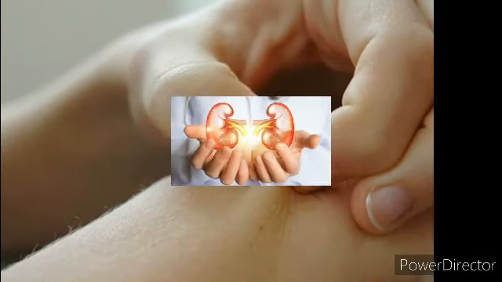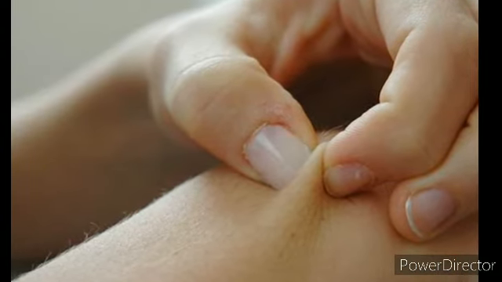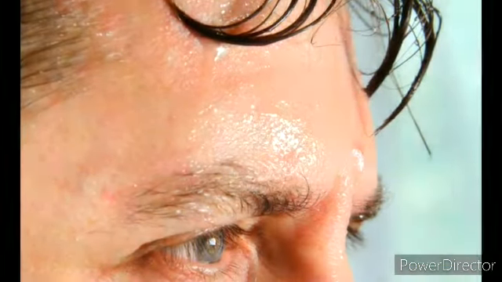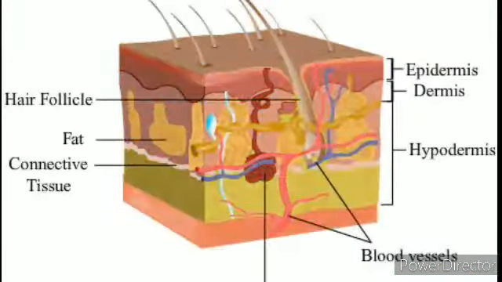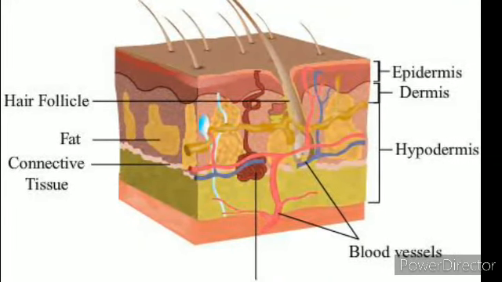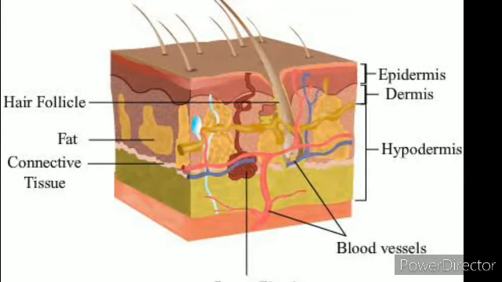Besides kidneys, our skin also helps in eliminating waste. It excretes excess water, urea, salts, and other metabolic waste in the form of sweat with the help of sweat glands present in the skin. As sweat evaporates, it cools the body. Sweating helps to cool down our body when it is very hot.